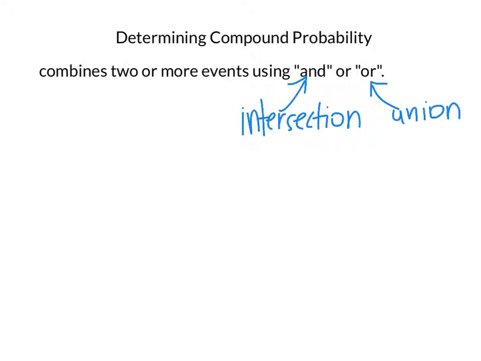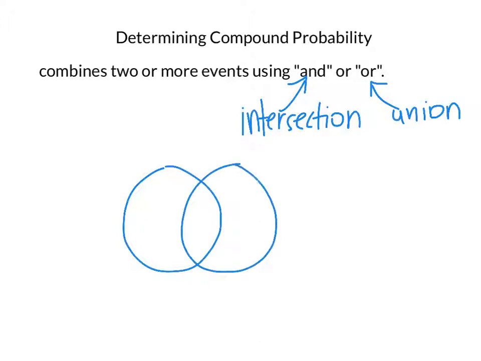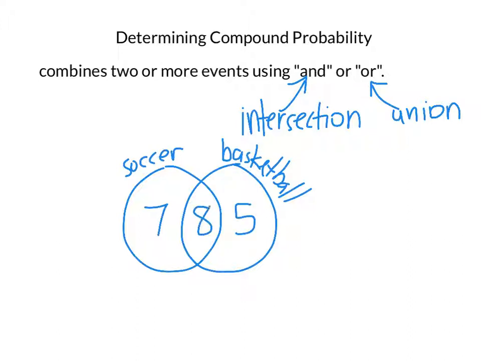So if I were going to explain that to you with a Venn diagram, we know a Venn diagram has overlapping circles. So let's say we've got people who like to play soccer and basketball. And we've got 7 kids who only want to play soccer and not basketball. We've got 5 kids who like to play basketball and not soccer. But then let's say we've got 8 kids who like to play both. Well, the and is the intersection right here. Now the union, the or, would be all 20 of those kids.